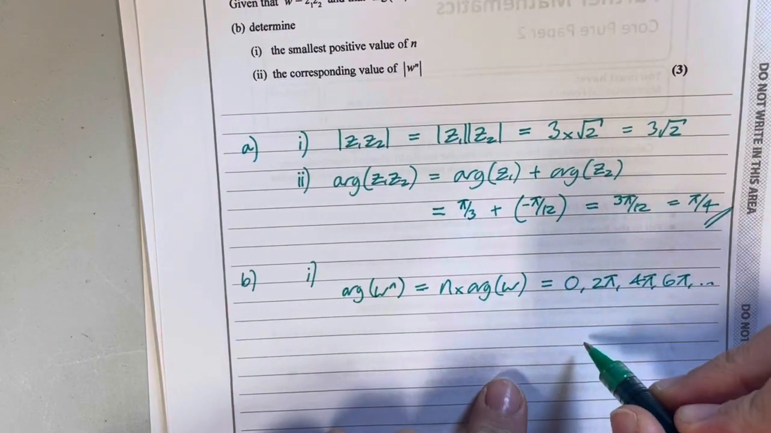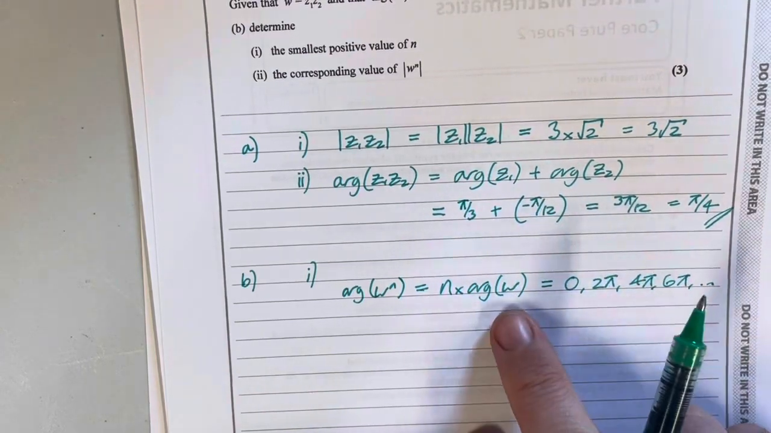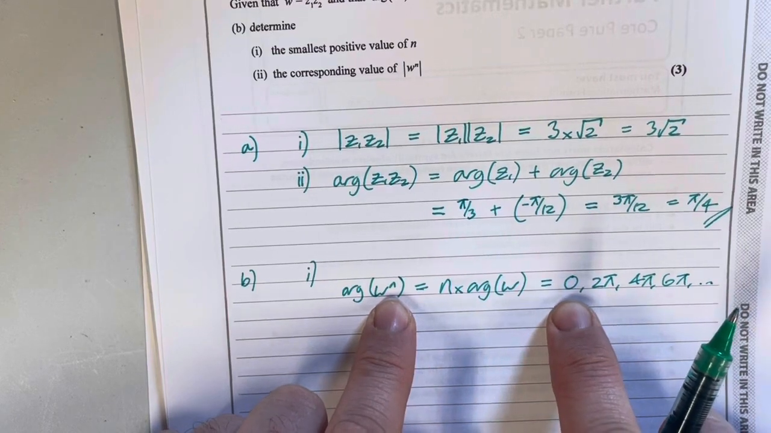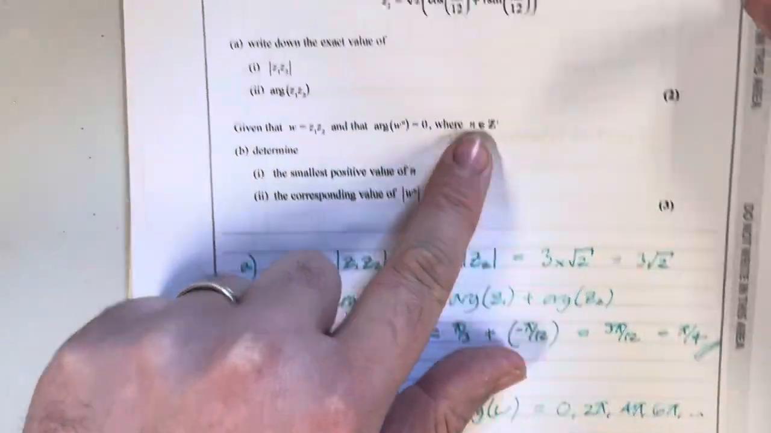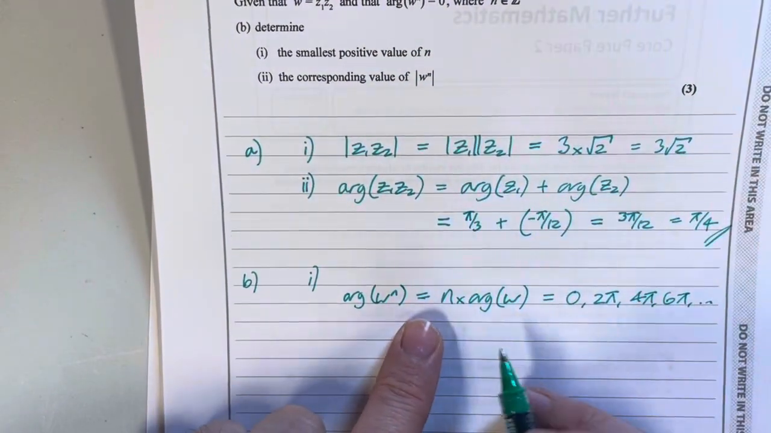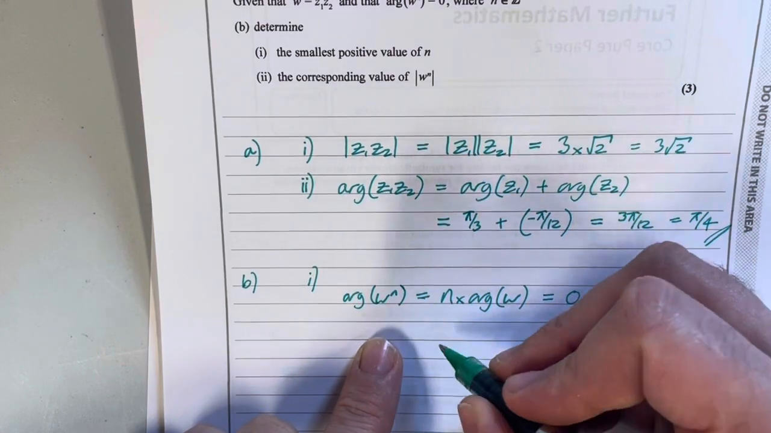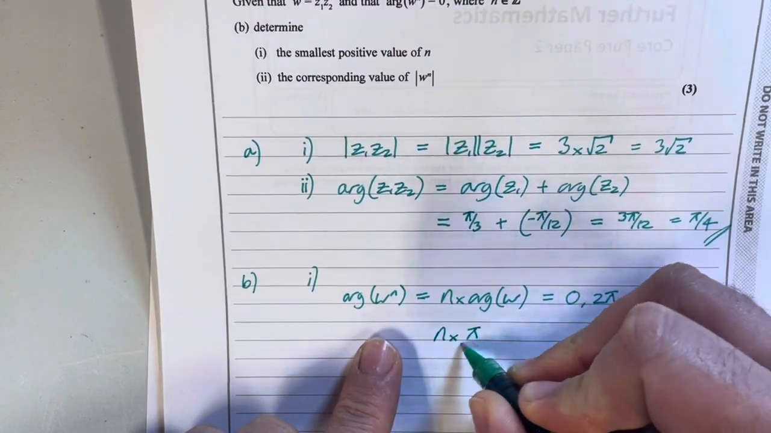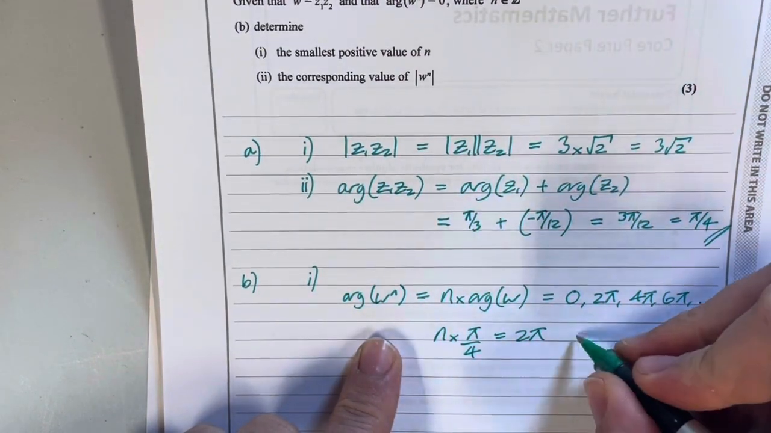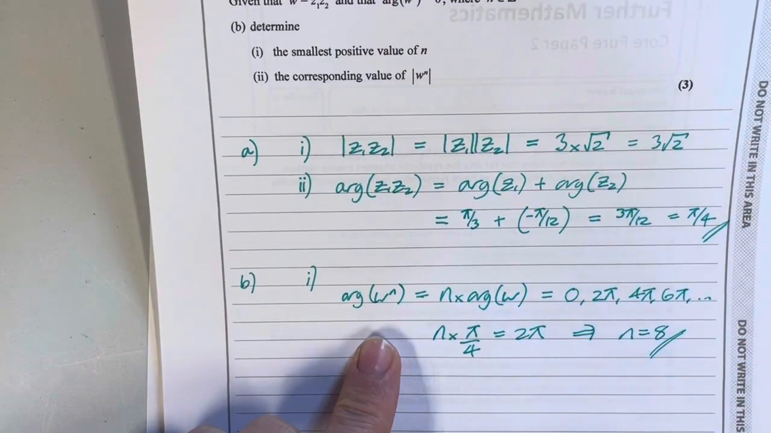So for each multiple of 2 pi, you're spinning around the origin once. So the smallest is obviously when n is 0, but we don't want 0 because we're told that n is a positive integer, which means we need n times pi on 4 to be 2 pi. So we get n times pi on 4 equals 2 pi. The pi's cancel, times the 4, we'll get that n is 8. So n is 8, that's the smallest.